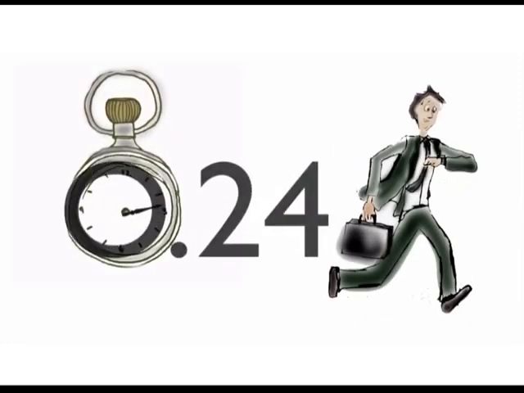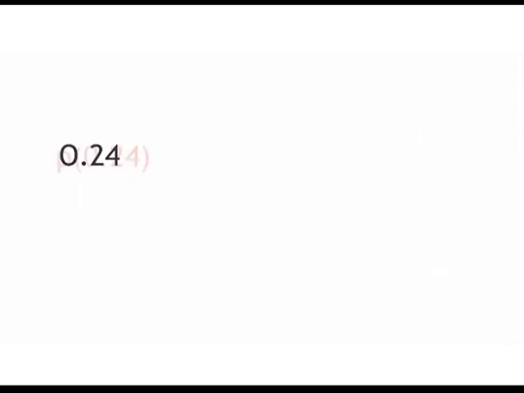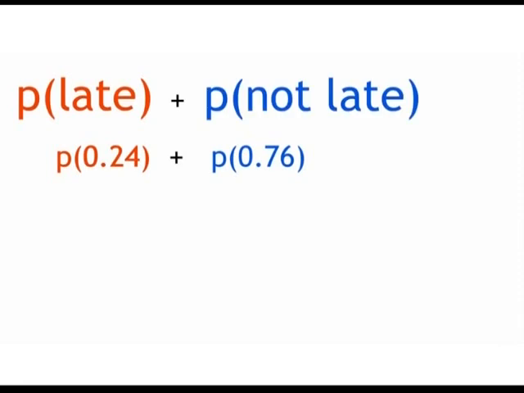And so if the probability of being late for school is 0.24, the probability of not being late is 0.76. That is 1 minus 0.24, because late and not late are mutually exclusive events, and therefore their probabilities must add up to 1.